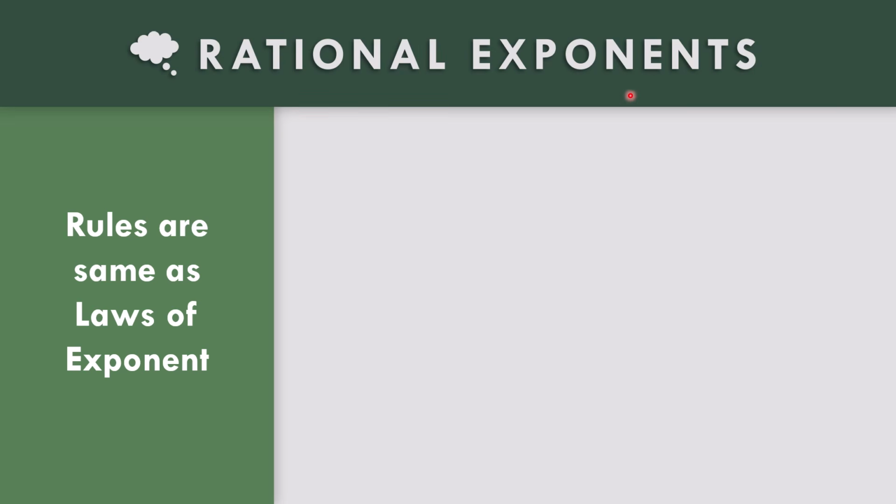In rational exponents, the rules are the same as the laws of exponents. So we need to apply the laws of exponents if the given exponent is a fraction. So in example number 1, 5 raised to 1 half, raised to the 6th power. So it means copy the base 5, and then 1 half times 6, that is equal to 6 over 2.